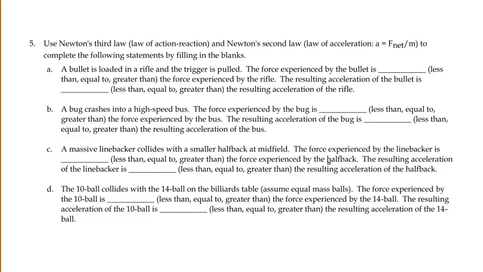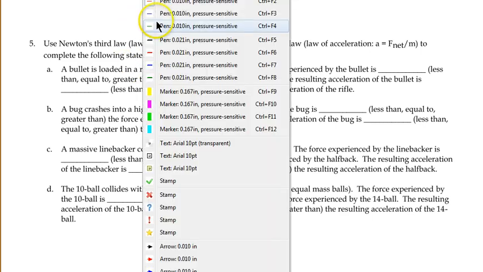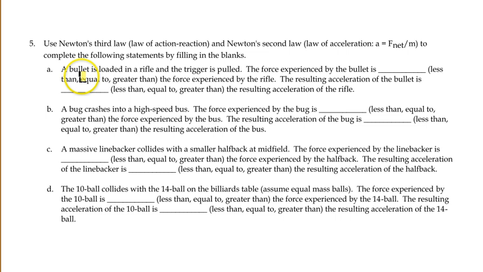Okay, so we put a bullet in the rifle, we pull the trigger, the gun goes off. The force experienced by the bullet is... Now, again, the force must absolutely be equal to the force experienced by the rifle. The two experience exactly the same force. But the bullet has much less mass, and therefore its acceleration is greater than the rifle. The rifle will go back, but at a slower rate of acceleration because of the much larger mass.